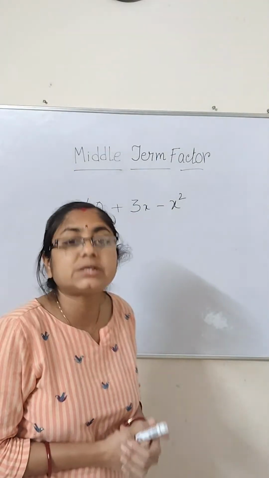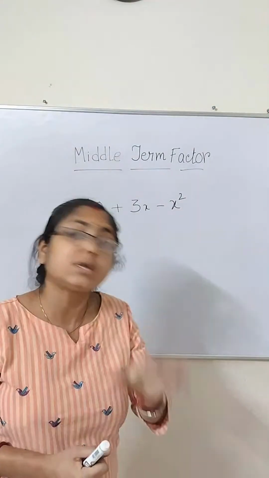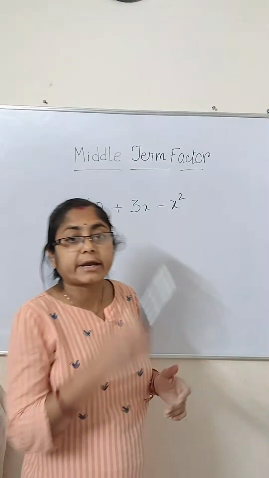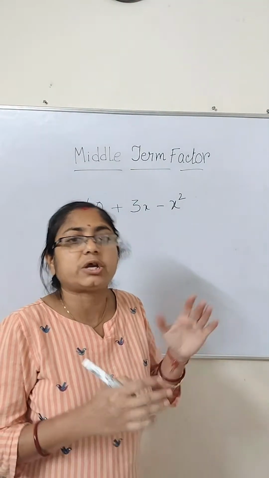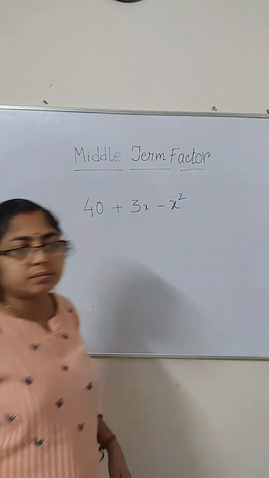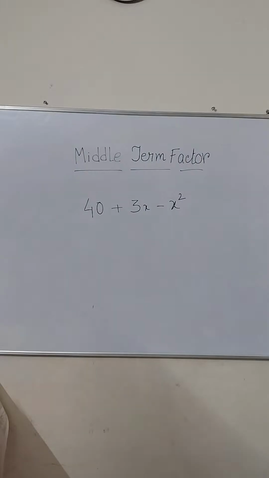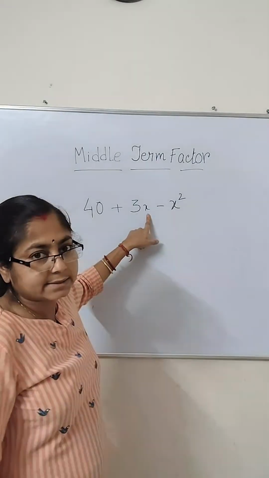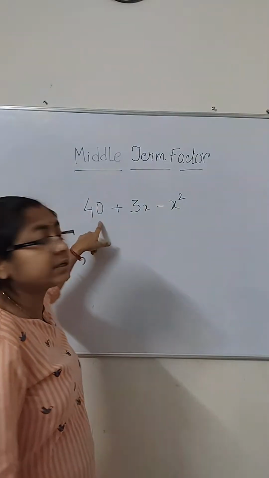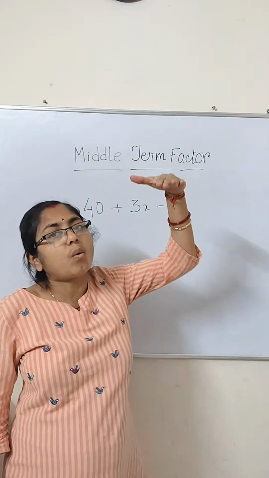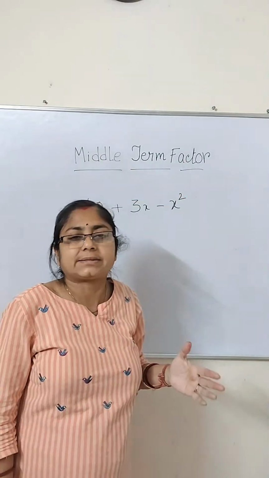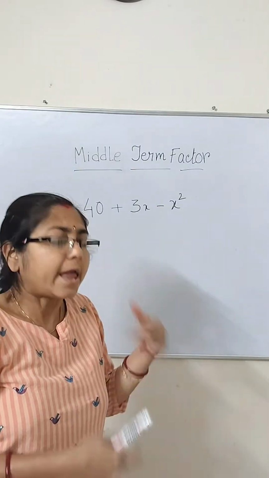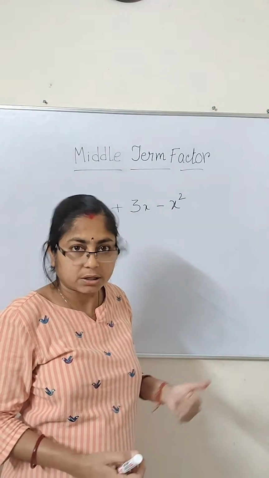The question is: is it a middle term factor? Yes, it is a middle term factor. How can you understand? You check the maths first. What is the checking rule of the middle term factor? You check the power. Look, x power 2, then x power 1, and then no x, meaning the power is decreasing. It's not compulsory that x square always comes first. x square coming at the end is also right.